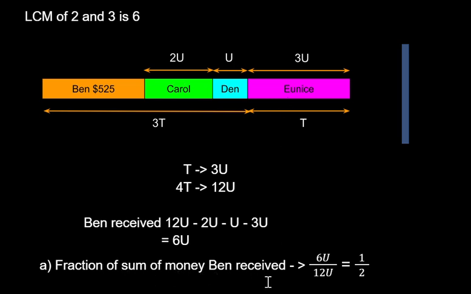So the fraction of the sum of money that Ben received is 6U over 12U. It will give you half. You cannot write 6 over 12 because they want your answer to be in the simplest form.